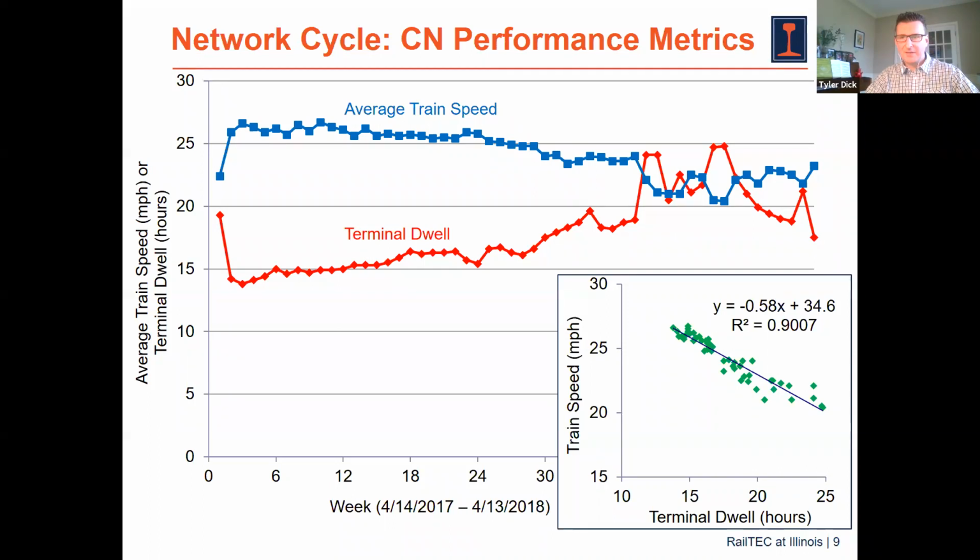So we can see here that we've got some sort of interaction, some sort of connection going on between these two different performance metrics. And the idea being that you can't focus on your terminals alone or on your main lines alone, but it's the combination of the two interacting that's going to govern your overall network performance.